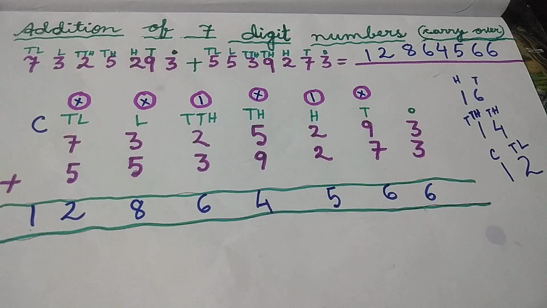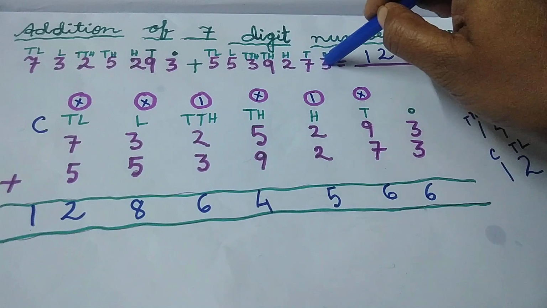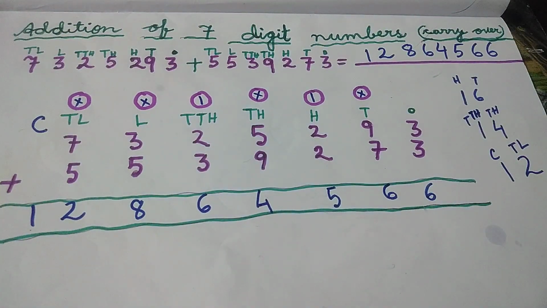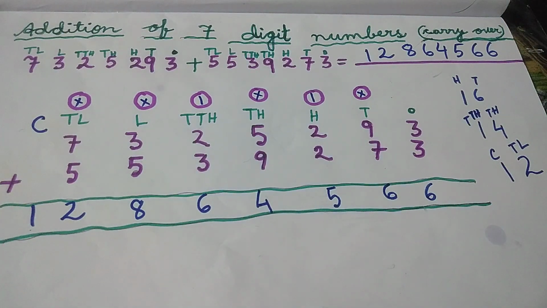Children, today I will discuss the addition of 7-digit numbers with carryover. See children, this is a 7-digit number. This is also a 7-digit number. We have to add these two numbers. How?